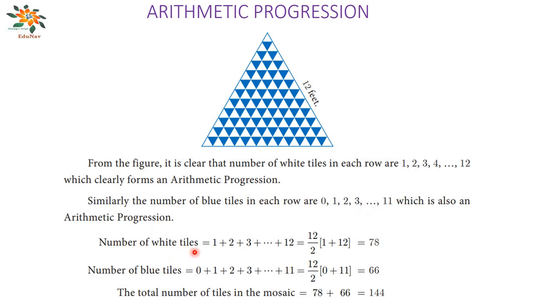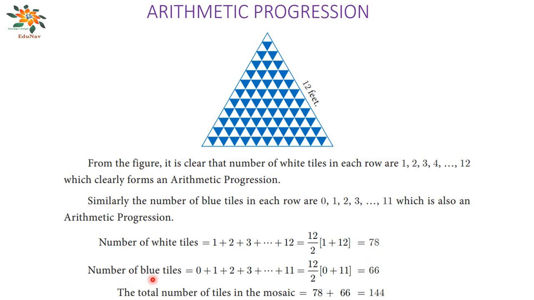Therefore, number of white tiles will be equal to 1 plus 2 plus 3 plus so on till 12. Here we are going to make use of the formula n by 2 into a plus l. Here a equals 1 and the last term l equals 12. Number of rows are also equal to 12. Therefore, n by 2 into a plus l becomes 12 by 2 into 1 plus 12, which will be 12 by 2 into 13, and that value will be equal to 78 on simplification.